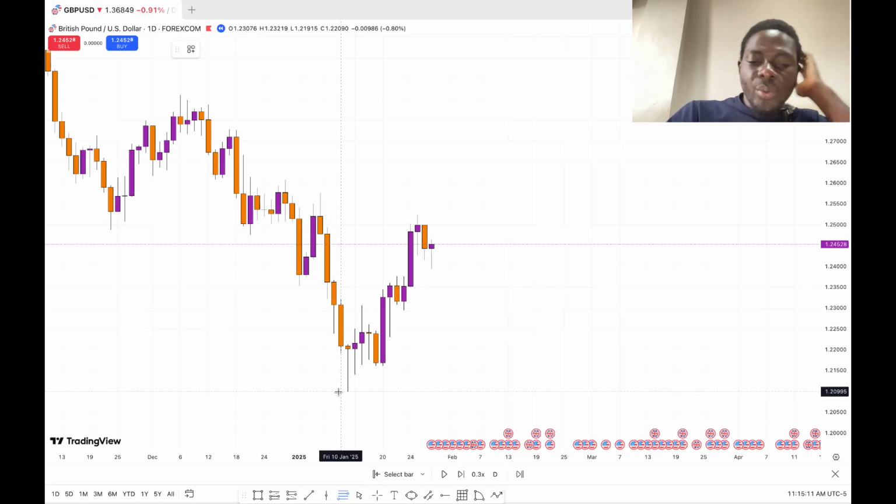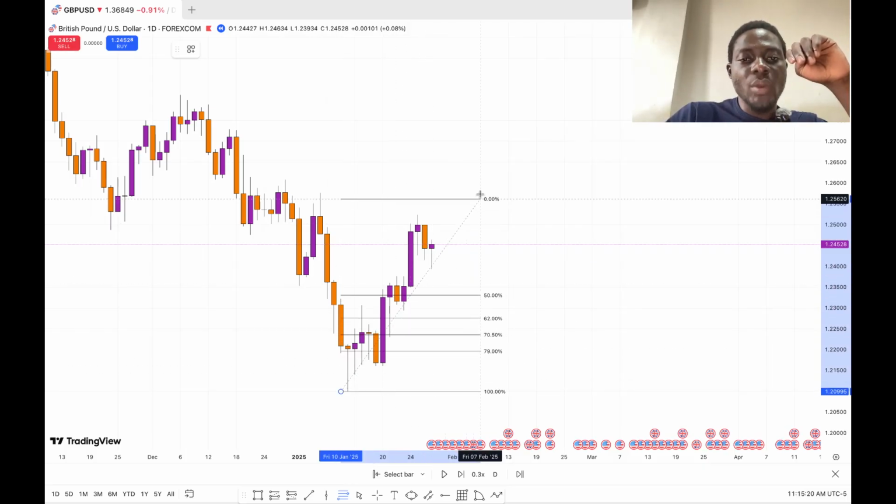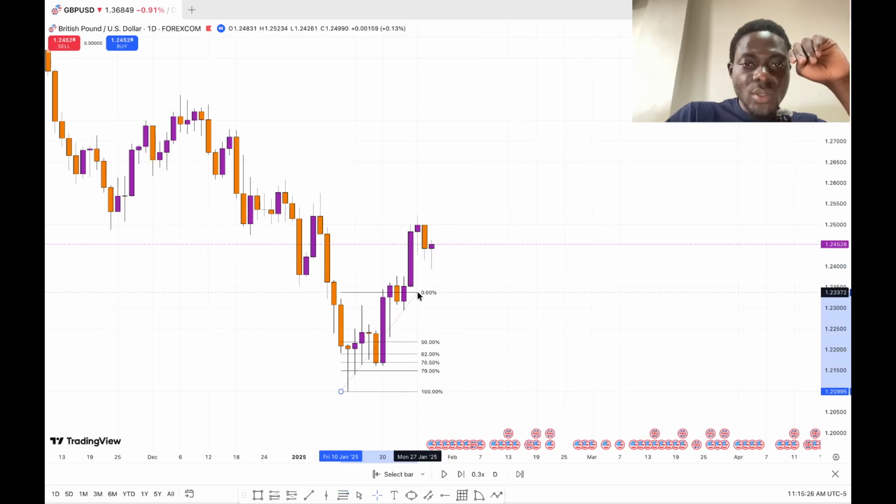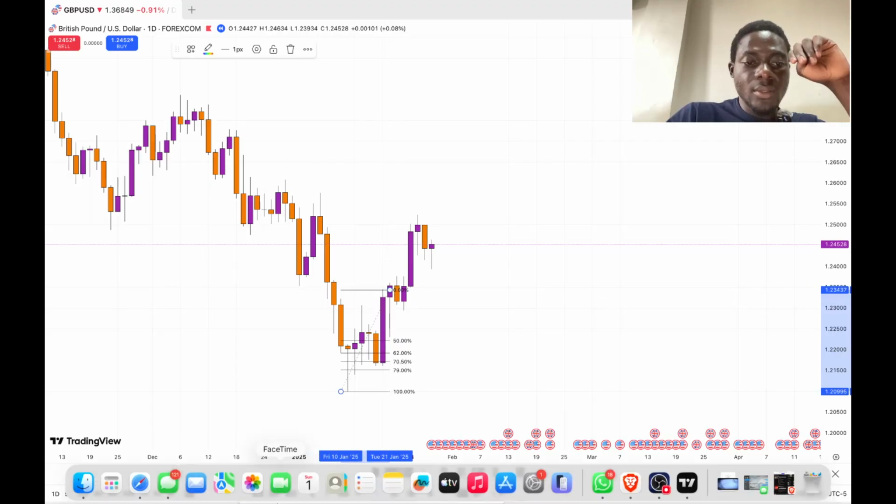So when we see a price move upwards, an impulsive move upwards or downwards, what we first do is that we measure. That's why I mentioned equilibrium and discount. We measure the price move. Okay, first it was from here to this place.